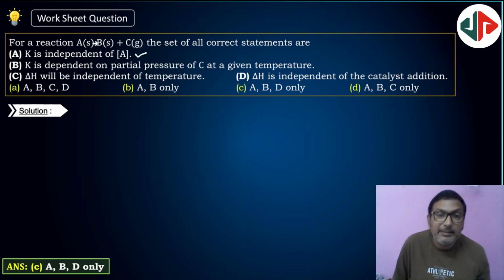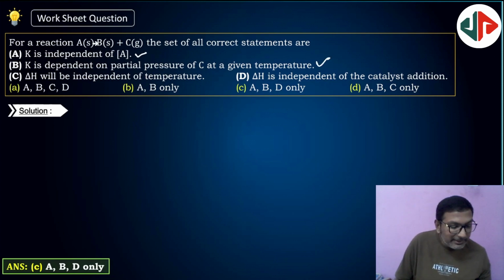So K depends on temperature. Therefore, it is independent of initial concentration of reactant. Next, K is dependent on partial pressure of C at a given temperature. That means it should also be correct.